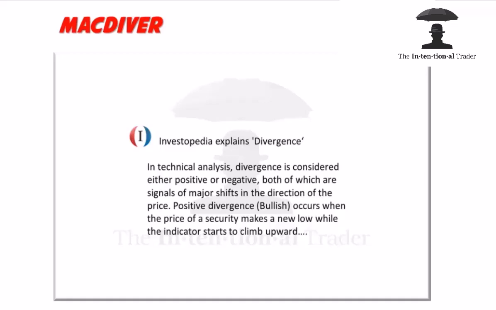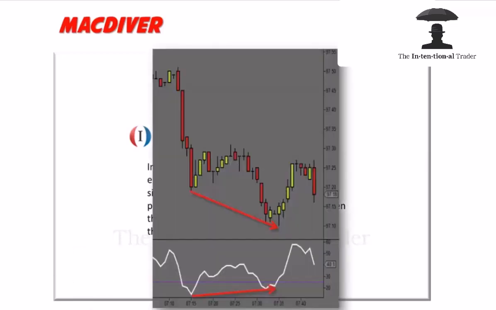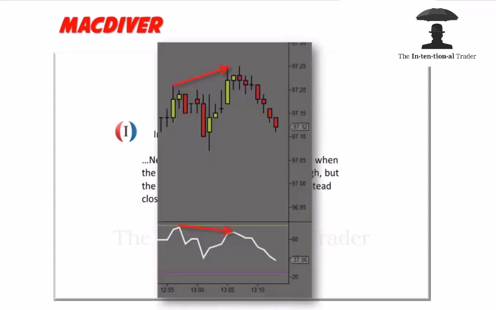In technical analysis, divergence is considered either positive or negative, both of which are signals of potential major shifts in the direction of price. Positive divergence is when price of a security makes a new low while the indicator starts to climb upwards. In this case, the indicator is the relative strength index, or the RSI. Negative divergence happens when the price of a security makes a new high, but the indicator fails to do the same and instead closes lower than the previous high.